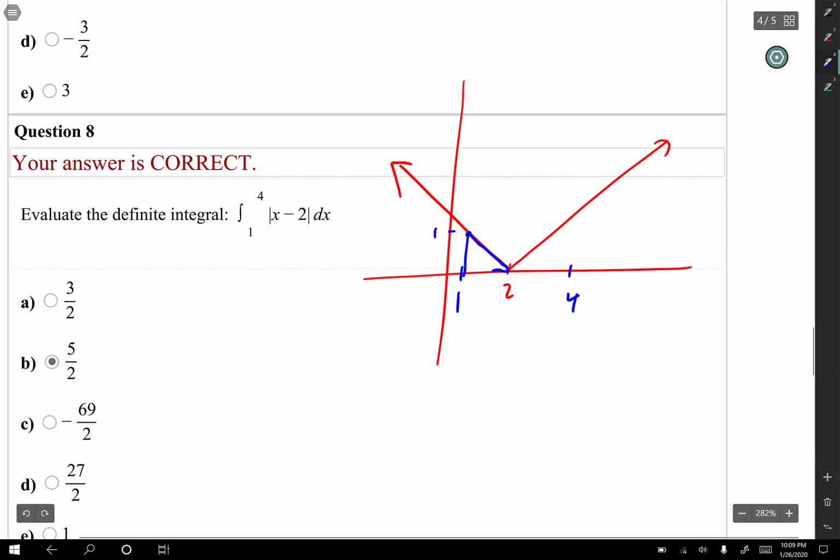I don't know if you can see, but I just have a triangle right there. So that triangle, that width is 1, that height is 1. 1 times 1 is 1, divided by 2. So that's 0.5. All right, now let's do the other triangle here, 2 to 4. This width is 2, and that height is 2. So 2 times 2 is 4, and 4 divided by 2 is 2. So I'm going to add these guys together. So 2 plus 1/2 is 5 over 2. And there it is.